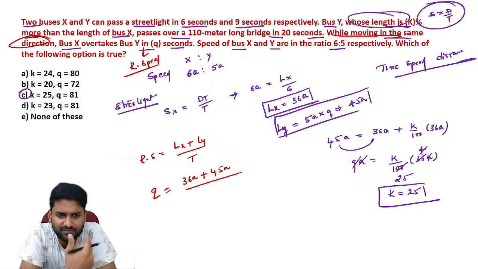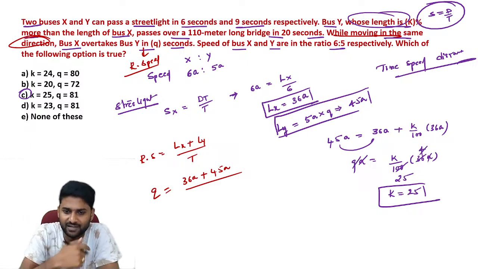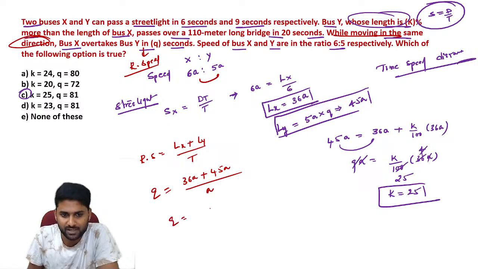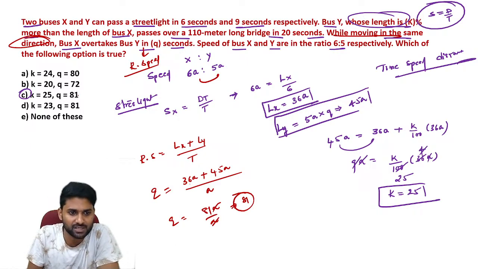the relative speed. We know that if two objects are traveling in the same direction, the relative speed is the difference. What is the speed difference here? It is a. Then q is equal to 36 plus 45, which is 81a, divided by a. The a cancels, then you get q is equal to 81.